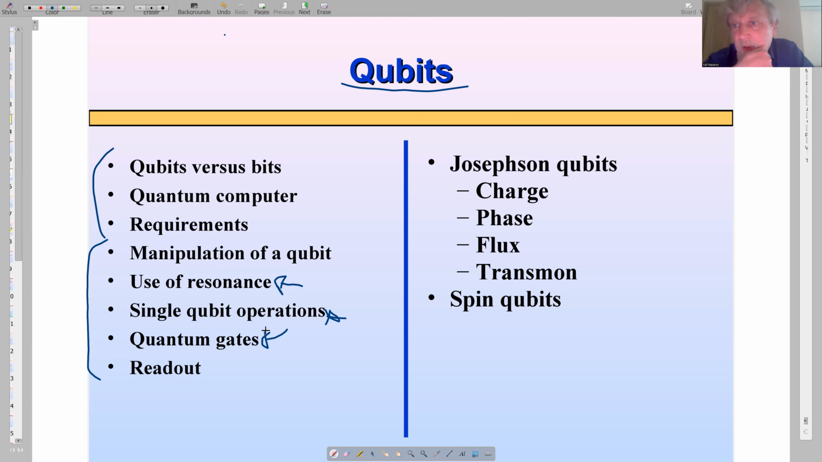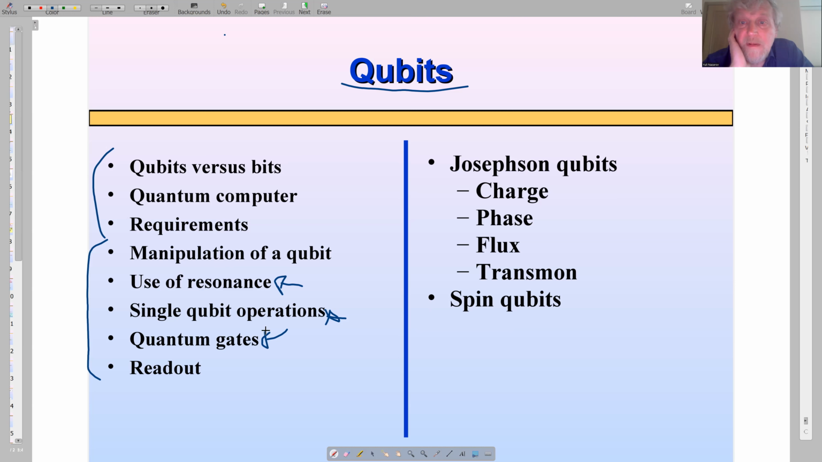Those are operations involving many qubits which are necessary for quantum computation. Then we look at concrete physical realizations of the qubits.